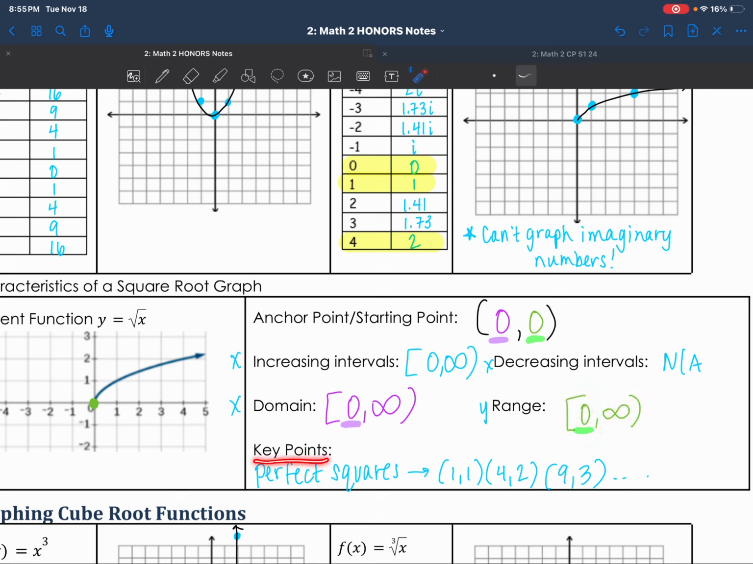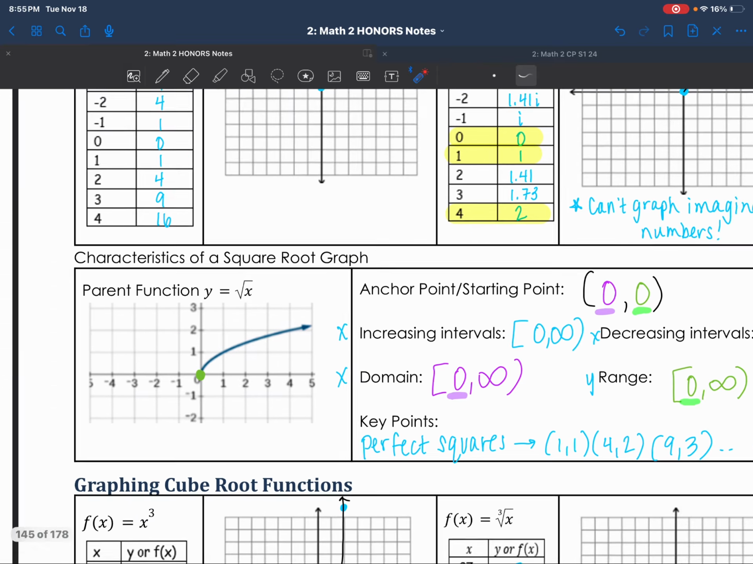Now, there are some key points here, and you want to look for your perfect squares because you want a perfect square under your radical. So if we put 1 here, we get 1. We're going to use our perfect squares of 1, 4, 9, and you're going to get the points (1, 1), (4, 2), (9, 3). Those are your key points, and you can shift or reflect based off of those.